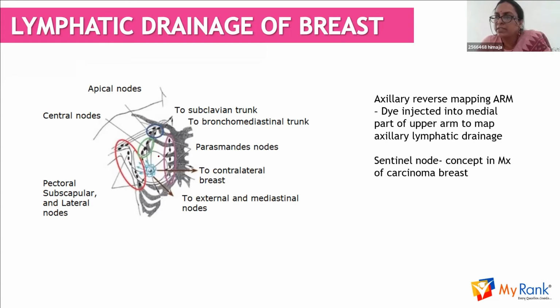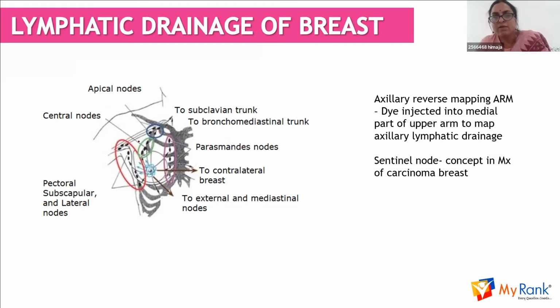So what divides these levels? The pectoralis minor. Pectoralis minor is the muscle which divides the nodes into these 3 levels, which are of prognostic significance.